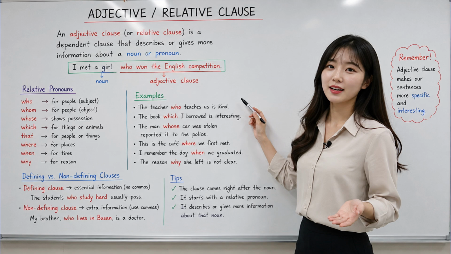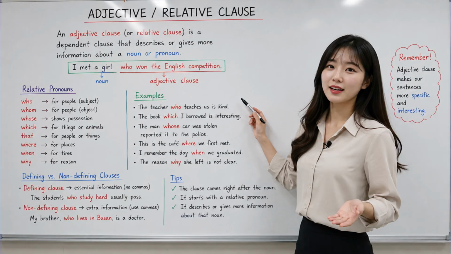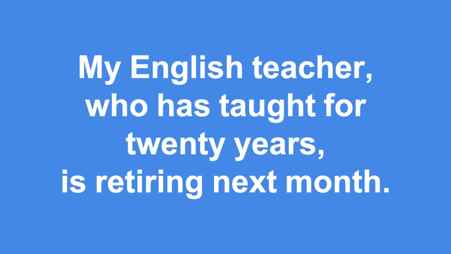The second type is the non-defining adjective clause. This type gives extra information. The sentence is still complete without it, and commas are used. For example, my English teacher, who has taught for 20 years, is retiring next month. The information between the commas is interesting but not necessary to identify the teacher.